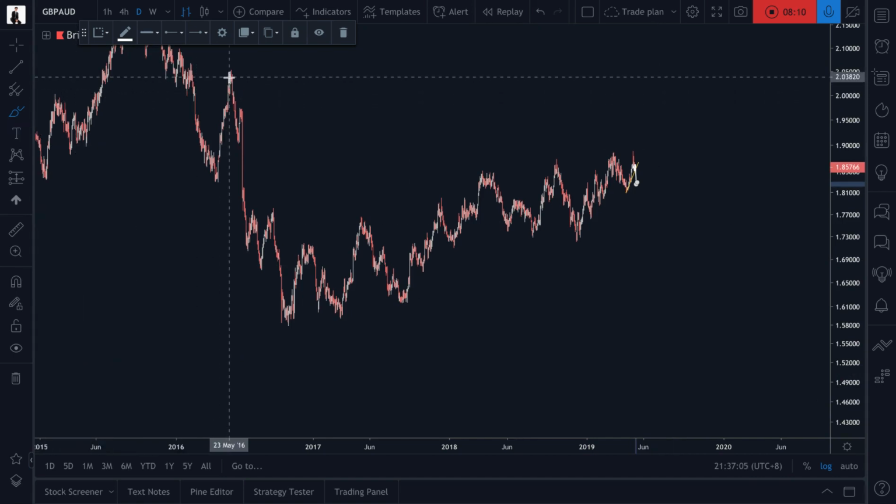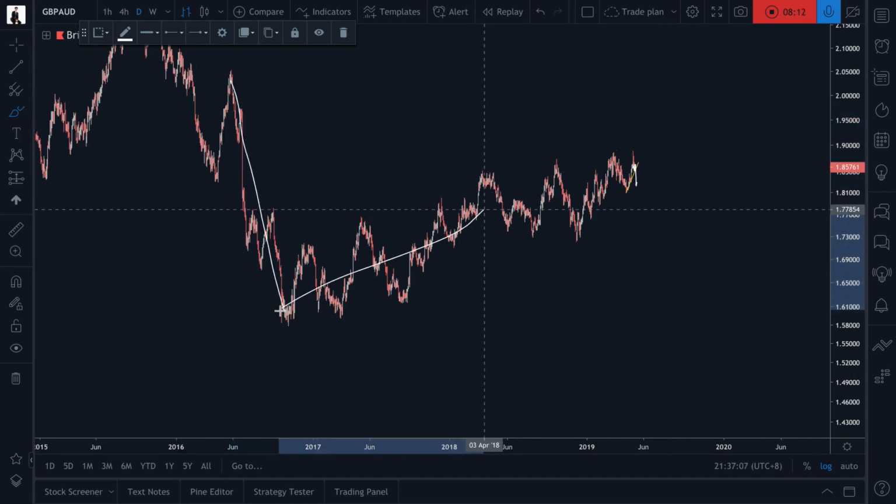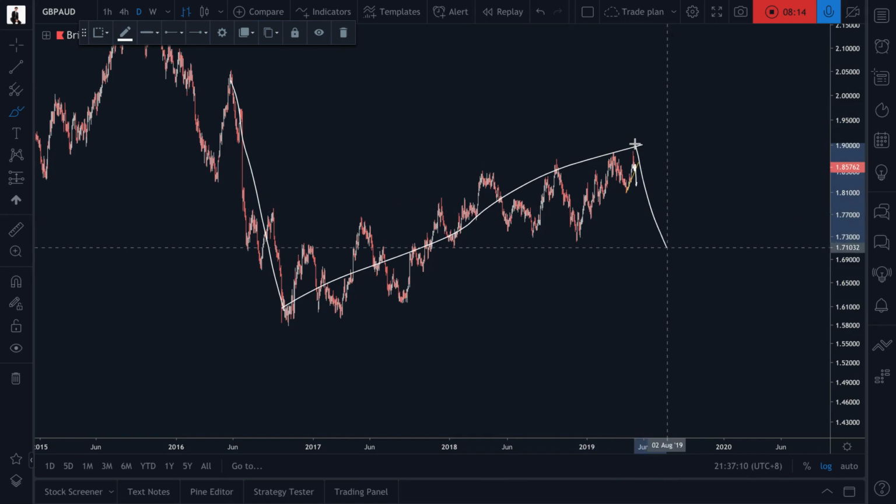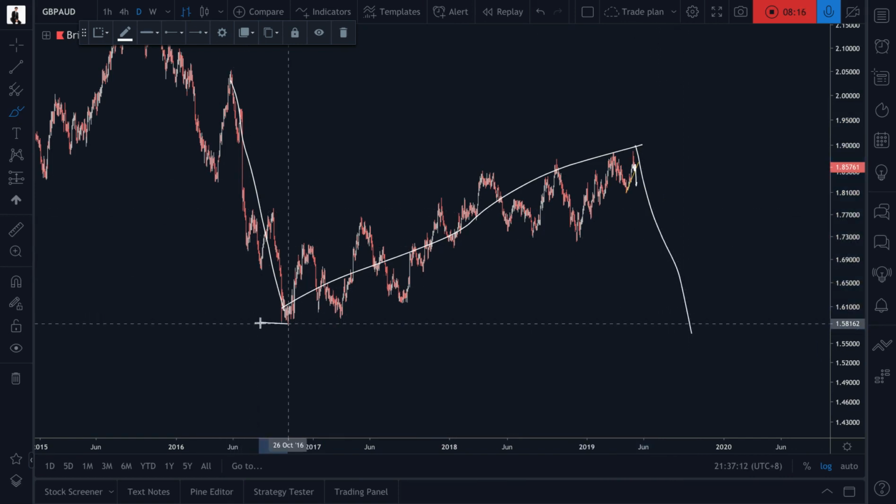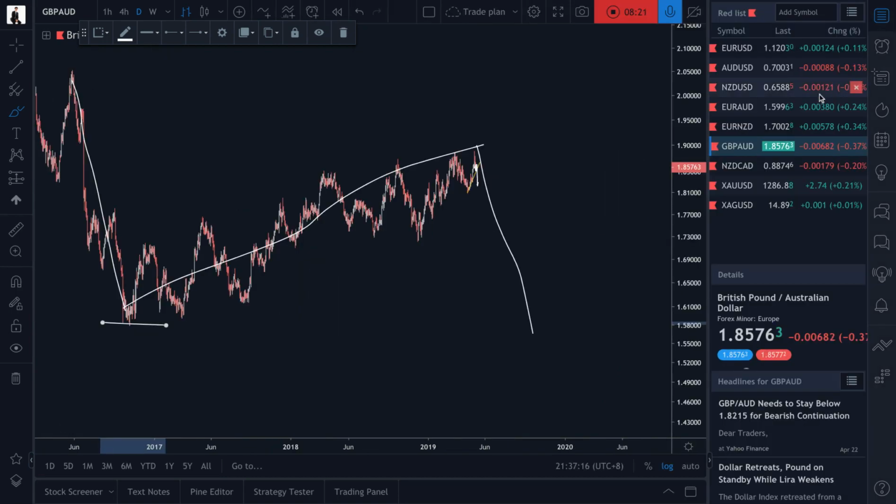So you can see this is a structure that we are looking at. This is an impulse, this is a correction. We are expecting one more impulse to break this low. So that trade is something you want to pay very close attention to.